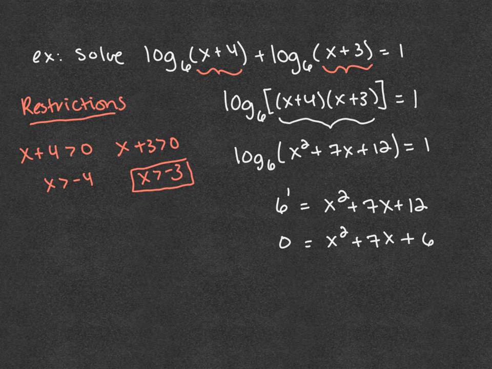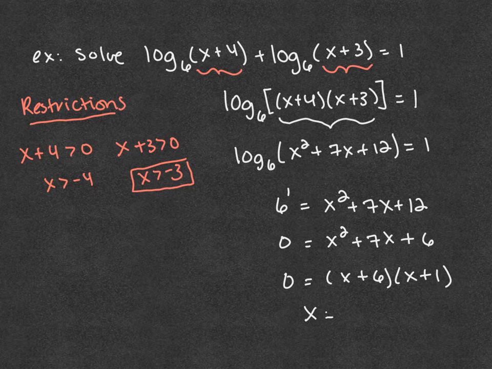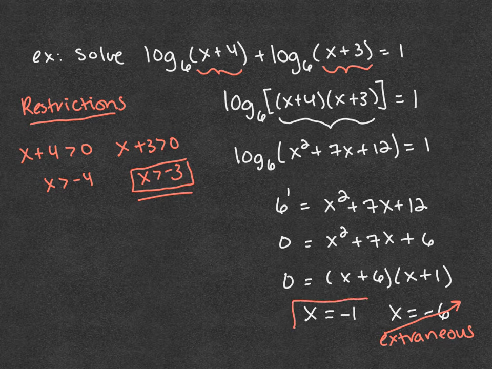So now we have a quadratic equation in standard form, which I can solve using the quadratic formula, or if it factors, I will do that, which this one does. Therefore, x equals -1 and x equals -6. We know that the -6 is extraneous because our answer was supposed to be bigger than -3. -1 is bigger than -3, so that is our only solution for this problem.